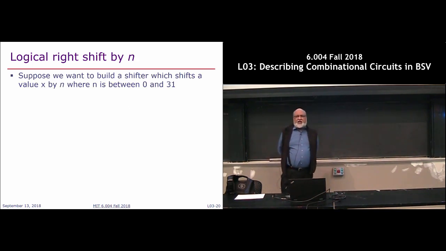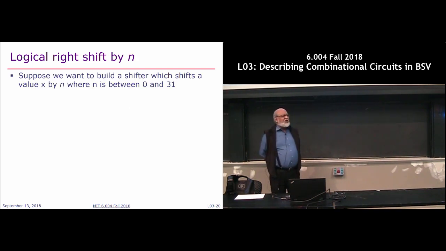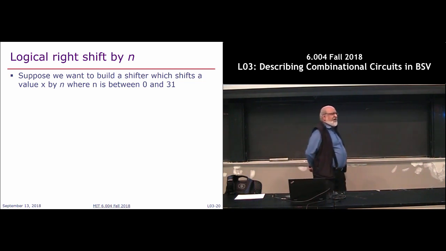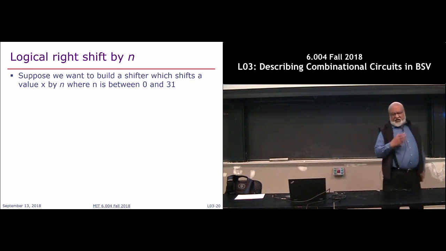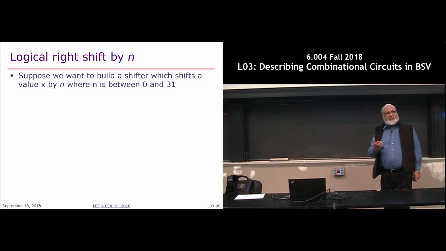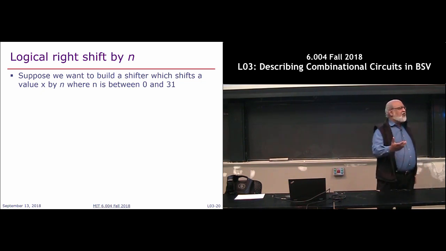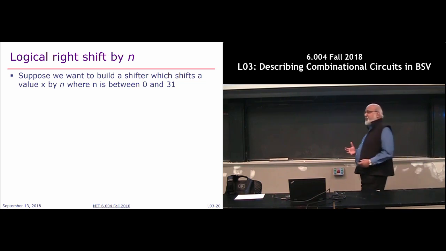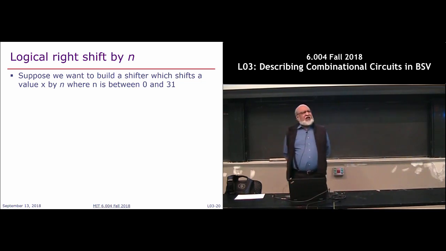Okay. So now suppose I want to build a shifter which will shift by n, where n is a dynamic quantity. I don't know how much I want to shift. I'll tell you at runtime. So can you build me a circuit? You say, man, I know my muxes. I can build you a shifter. How will you build it?